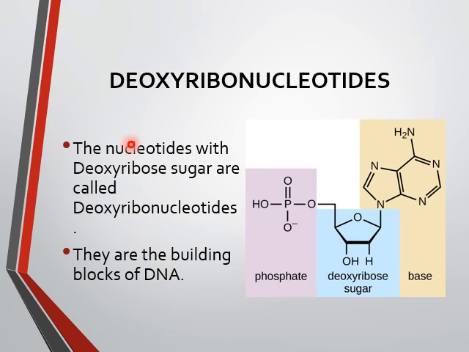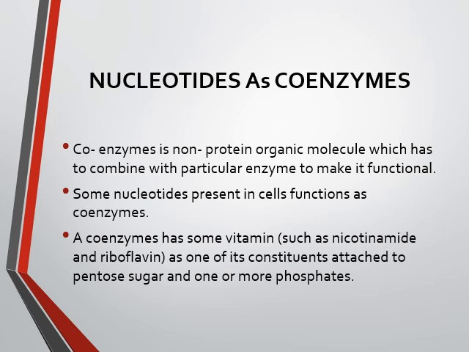Similarly, deoxyribonucleotides, the nucleotides with deoxyribose sugar, they are called as the deoxyribonucleotides, and they are the building blocks of the DNA. In this you are having a deoxyribose sugar, that is the base. It is adenine, guanine, thymine and cytosine, and at the carbon number 5 we are having the phosphate. Function of the nucleotides. Nucleotides, they can act as coenzymes.